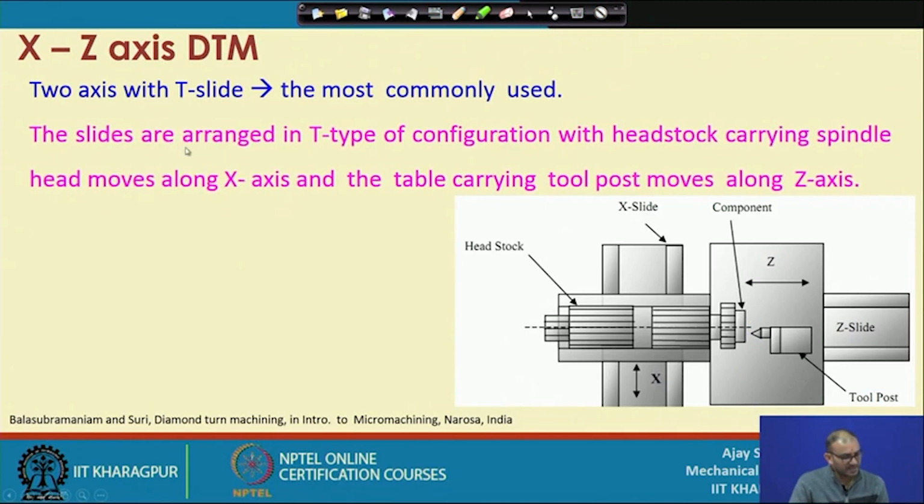Right. The slides are arranged in a T type configuration, with the headstock carrying the spindle head moving along the x axis and the table carrying the tool post moving along the z axis. That is what we have discussed, that we are not giving both motions to the tool, that is x and z. Instead, we are giving only z motion to the tool and x motion to the workpiece. So, that is called x and z axis DTM.